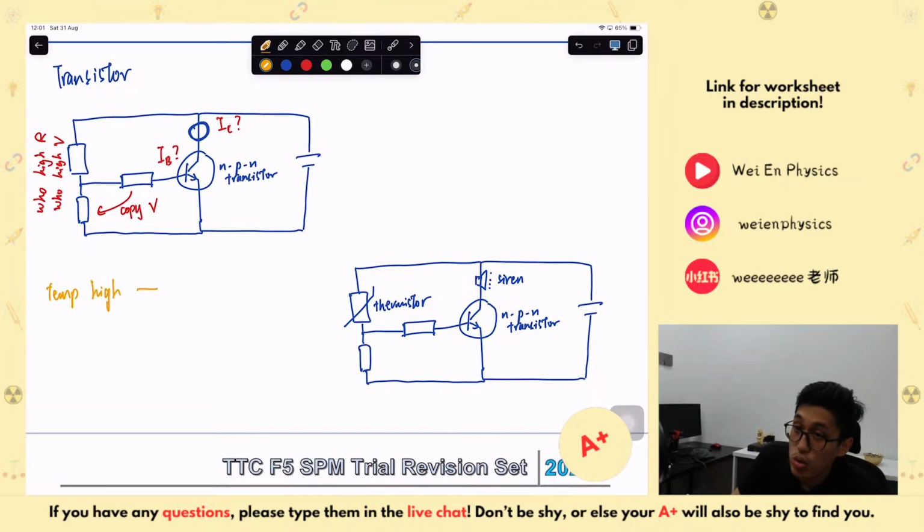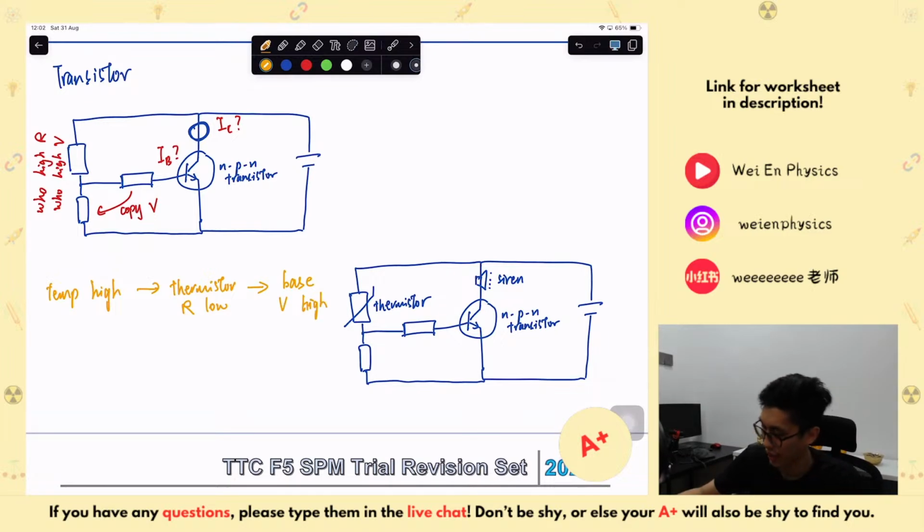Then what happens to the resistance of the thermistor? If the temperature is high, then the resistance of the thermistor will be what? Suddenly got one Liang Jie mathematics. Yeah, the thermistor resistance will be low. Okay, so if the thermistor resistance is low, then the base voltage will be high.